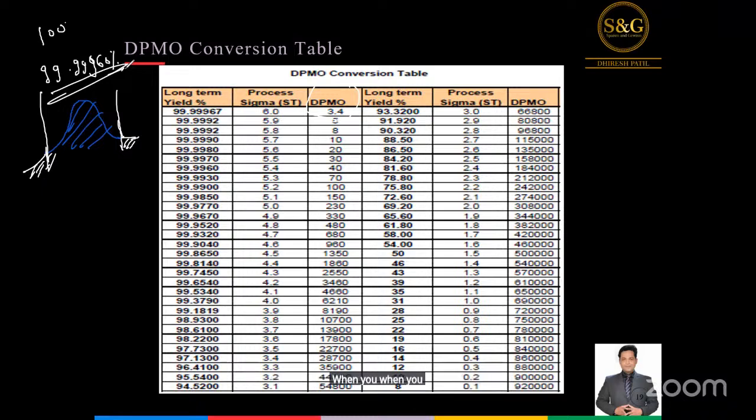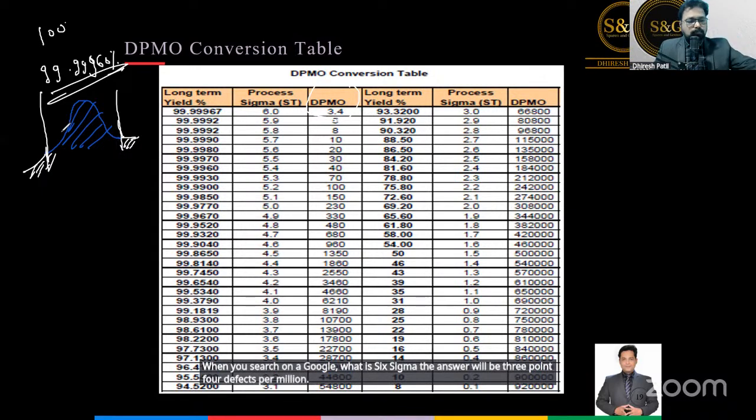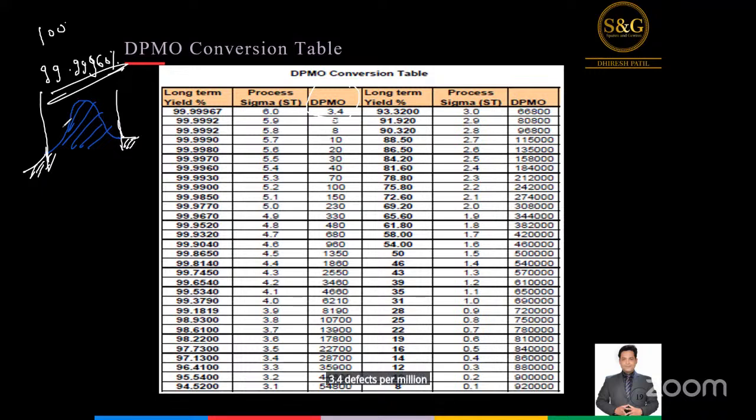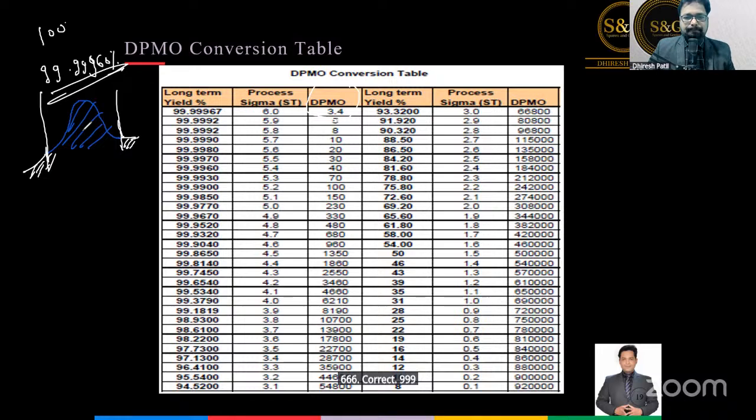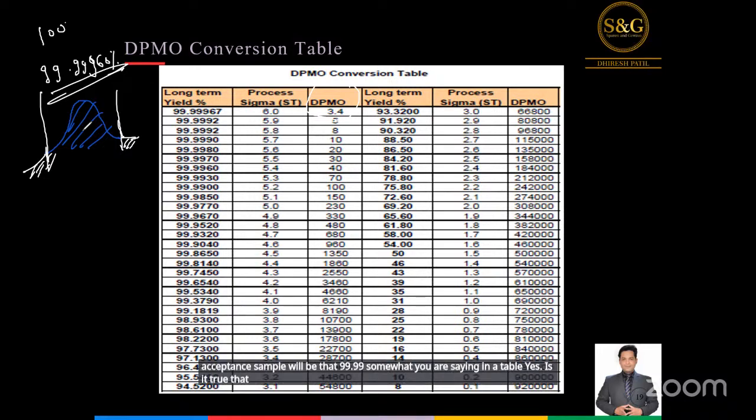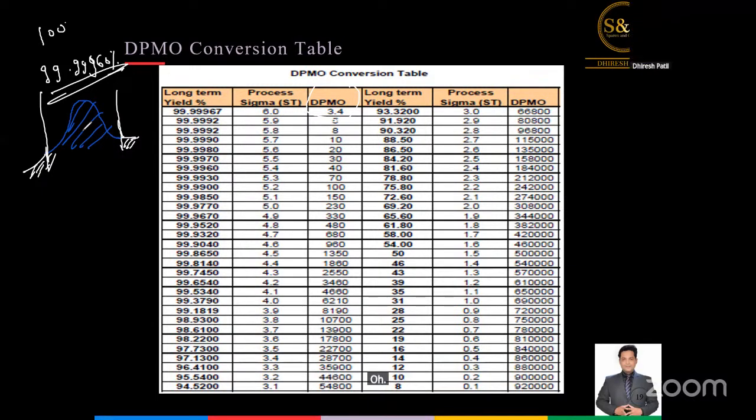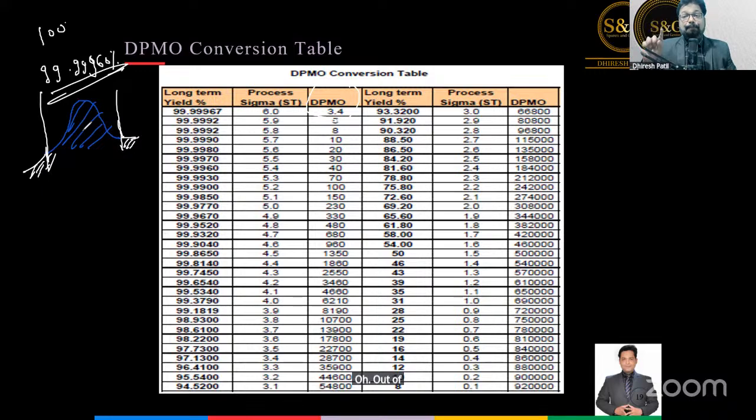When you search on Google what is Six Sigma, the answer will be 3.4 defects per million. Correct. 3.4 defects per million. It means the percentage of acceptance will be that 99.99 something you are saying in a table. 99.99966%, exactly. Is it true that out of 10 lakhs, only 3.4 products are defective? Not defects. Number of defects are not 3.4. Out of 1 million defect opportunities, if only 3.4 defects have come out of 1 million opportunities, then okay, it is okay.